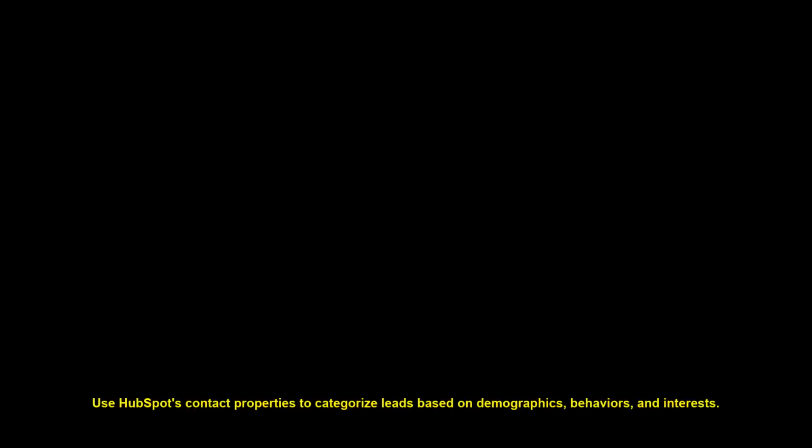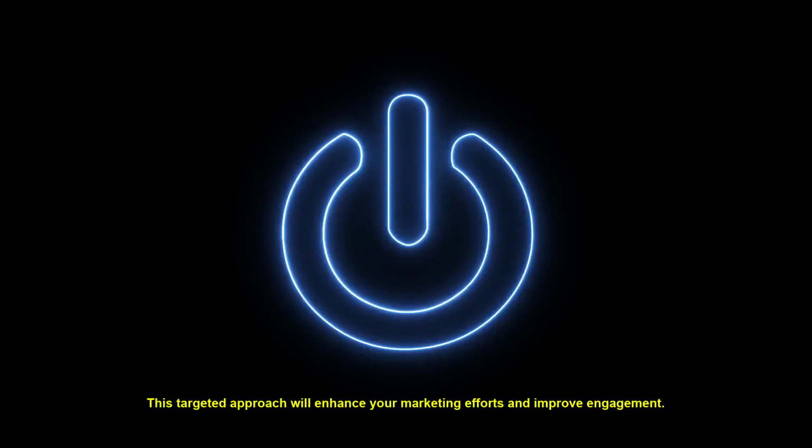Use HubSpot's contact properties to categorize leads based on demographics, behaviors, and interests. This targeted approach will enhance your marketing efforts and improve engagement. Now, focus on automating your marketing processes.